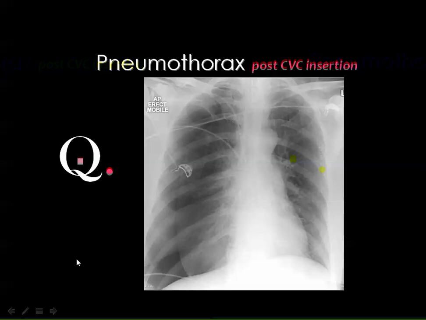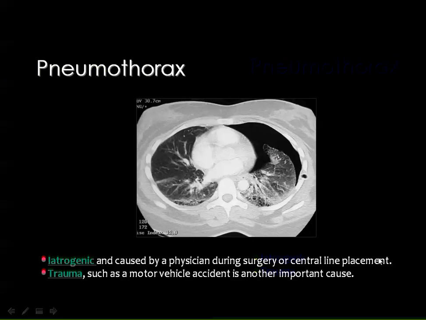Then actually this is one of the well-known complications whenever you try to insert a central venous line, and you may injure the apex of the lung, resulting in ipsilateral pneumothorax. And this is pneumothorax by the CT scan. You can see the air and you can see the collapsed lung.